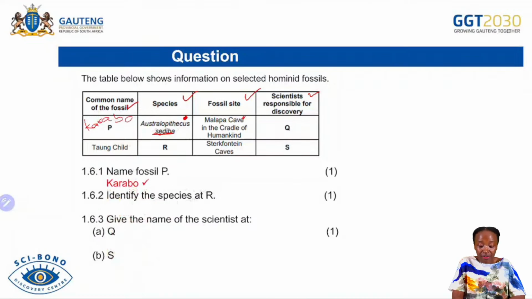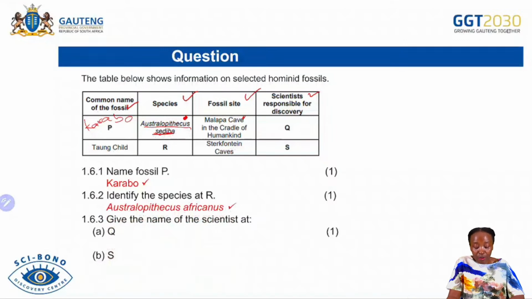And then the next question says identify the species at R. So here we have Australopithecus sediba, and then we have Taung Child. Taung Child also belongs to this genus, which is Australopithecus, but it is Australopithecus africanus. And where were they found? In the Sterkfontein cave. So let's see the answer. Yes, it is Australopithecus africanus.